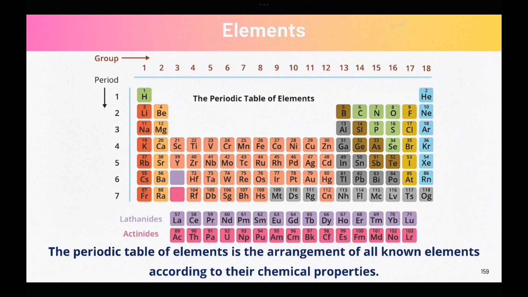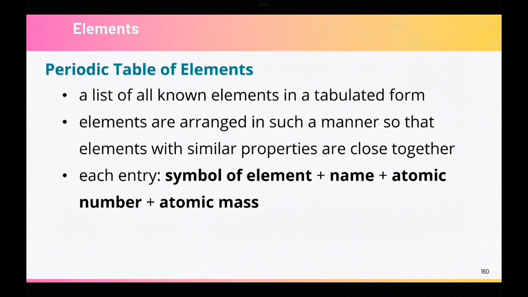Now, here's an example of our periodic table. As you can see, the elements are arranged based on their groups and their periods. All known elements are divided according to their chemical properties, such as metals, non-metals, and metalloids. In the periodic table, the list of all elements is tabulated and arranged so that elements with similar properties are close together. Each entry shows the symbol of the element plus its name, atomic number, and atomic mass.